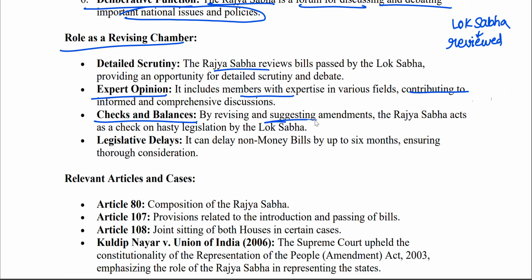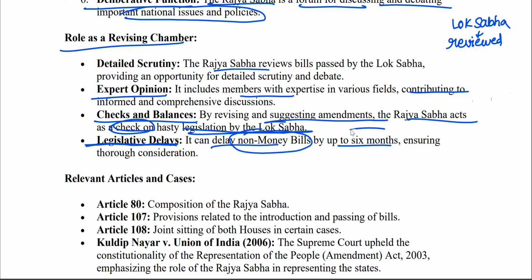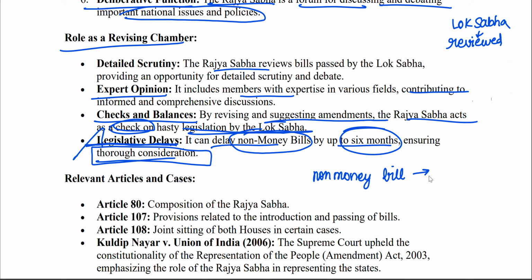Checks and balances. By reviewing and suggesting amendments, Rajya Sabha acts as a check on the hasty legislation of the Lok Sabha. Legislative delays. It can delay a non-money bill up to 6 months, ensuring thorough consideration. So non-money bills are delayed up to 6 months, whereas in the state legislative council, non-money bills are delayed up to 4 months.